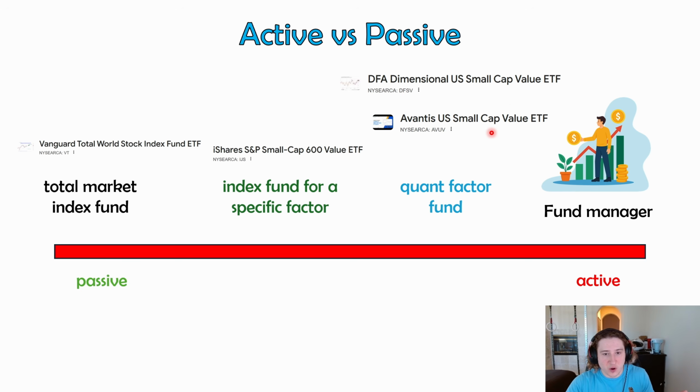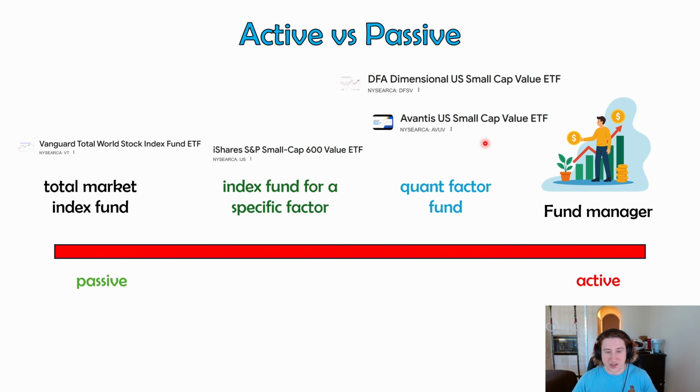But an example of what would fall into this category that I fall into, just as the example, would be ETFs issued by DFA, which is Dimensional Fund Advisors, and also by Avantis. Avantis was actually founded by ex-Dimensional employees.